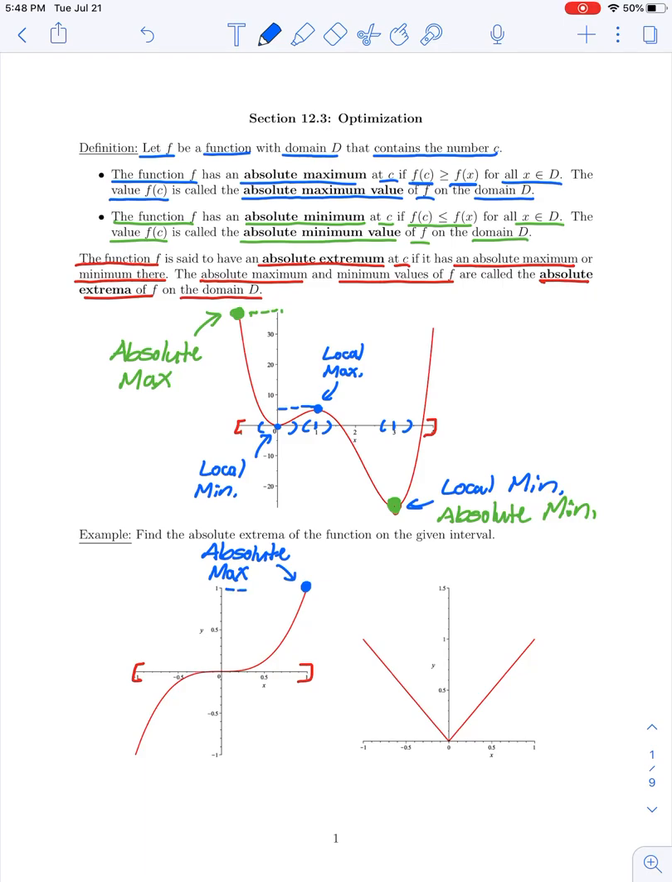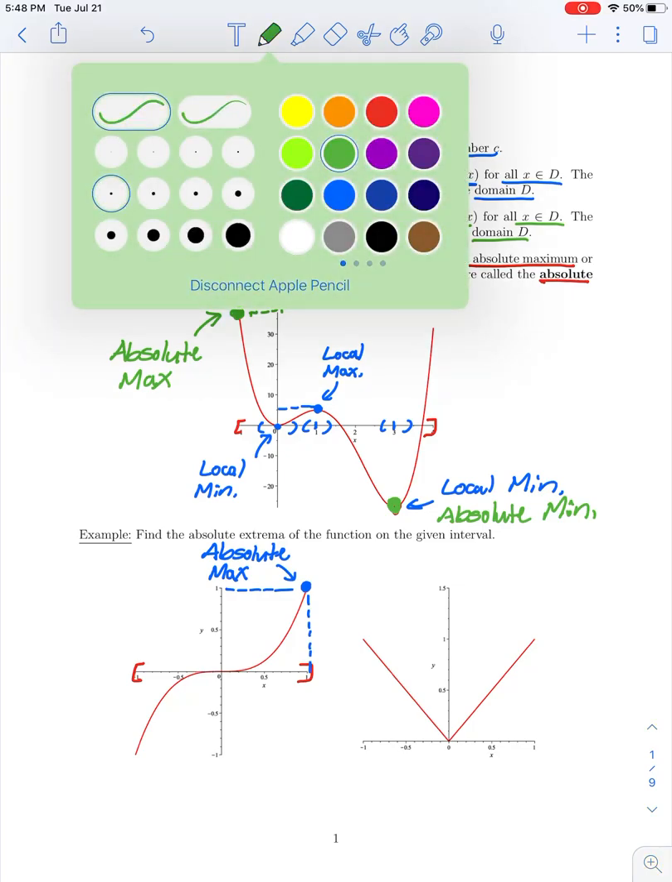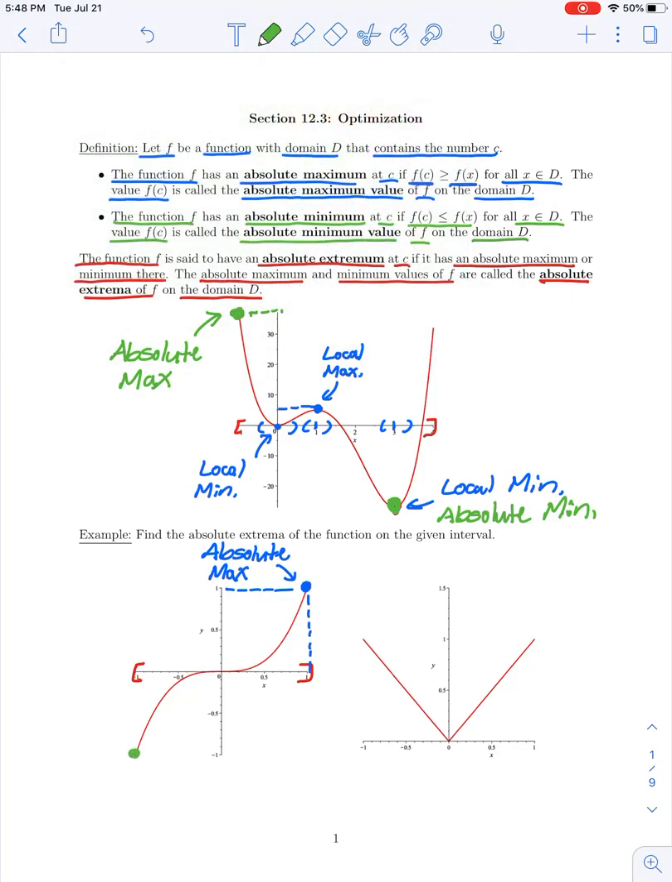So here, our absolute maximum occurs at x equals 1, and it appears that the absolute maximum value is also 1. And the smallest value of our function over this domain is occurring at -1, and the corresponding minimum value appears to be -1 as well. So we would have an absolute minimum at x equals -1, where the minimum value would also be -1.